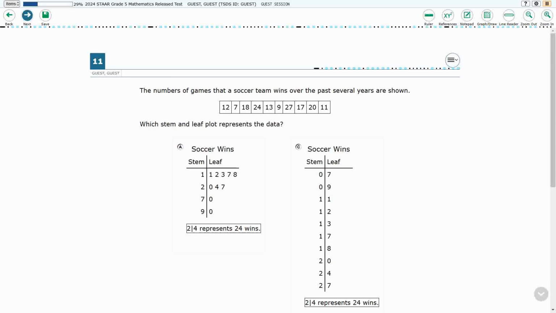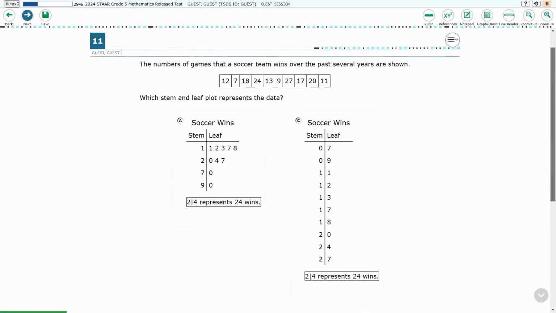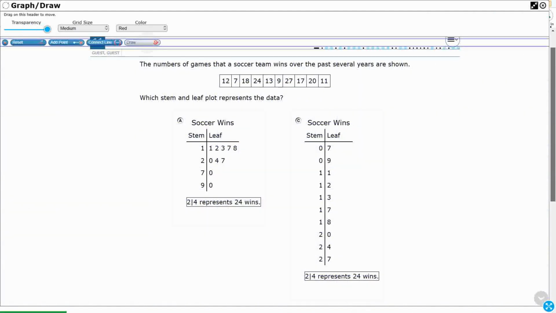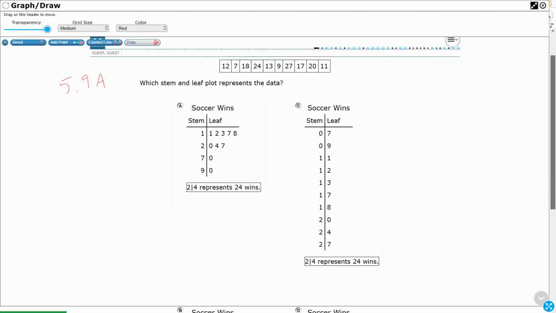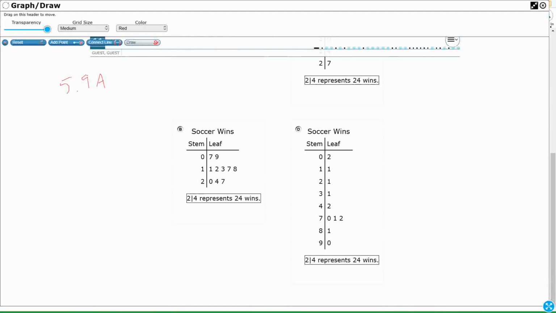So for number 11, take a look at what we've got here. We've got some stem and leaf plots, and we are looking at dot plots and stem and leaf plots. This is 5.9A. And if we look at our problem situation, we've got a number of games here, and we just need to represent this data. All right, so let's make our own stem and leaf plot here, and let's take a look at their keys. It looks like their keys are going to be just regular, meaning we've got a 2-digit number, and the stem is in the tens place, the leaf is in the ones place.